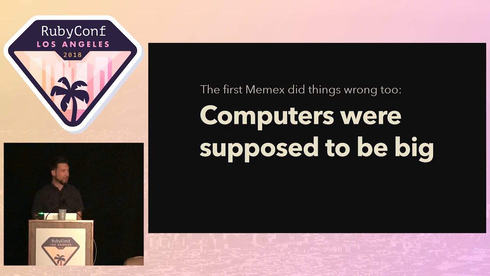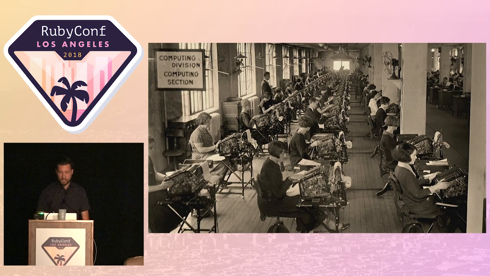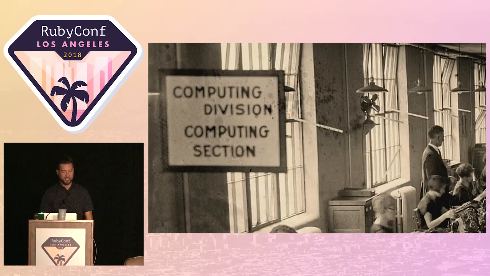So the first thing that it did wrong was computers were supposed to be big. So this is a computer here you're looking at. If you think the little things that people are using are the computers, that's not the computer. The computer is the room of people. If you look at the label, it's the computing division. So computers were, you know, large size.